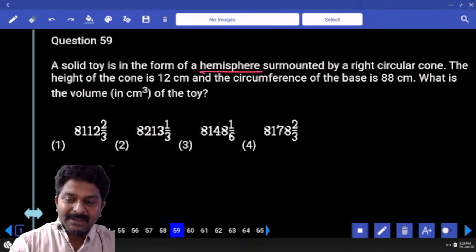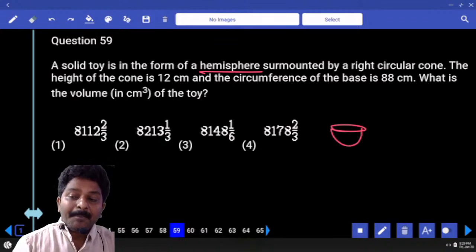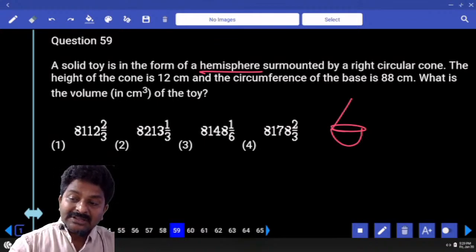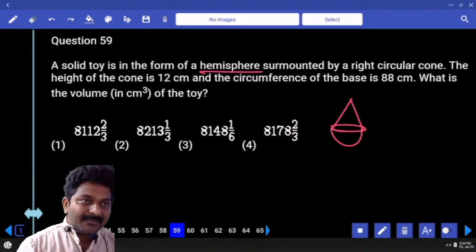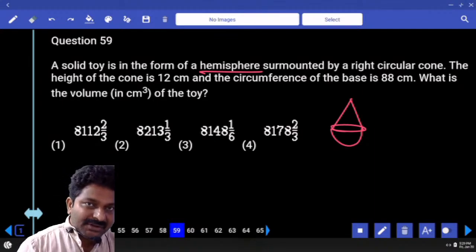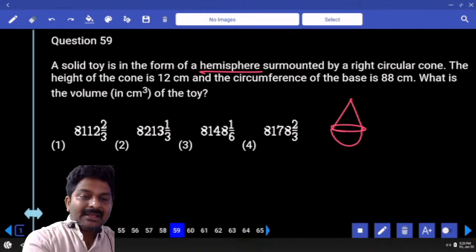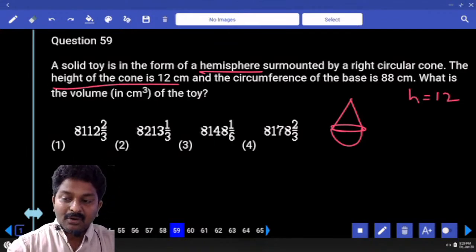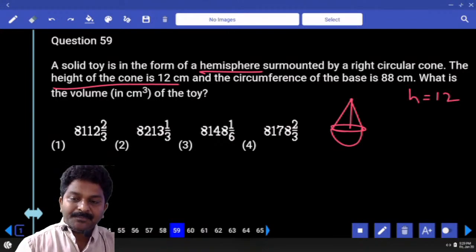There is a hemisphere, half a sphere, and upon it there is a right circular cone. This is the cone, and we were asked to calculate the volume of this. That means the volume of the cone and then the volume of the hemisphere. That's what we need to calculate. And the height of the cone is 12 centimeters.